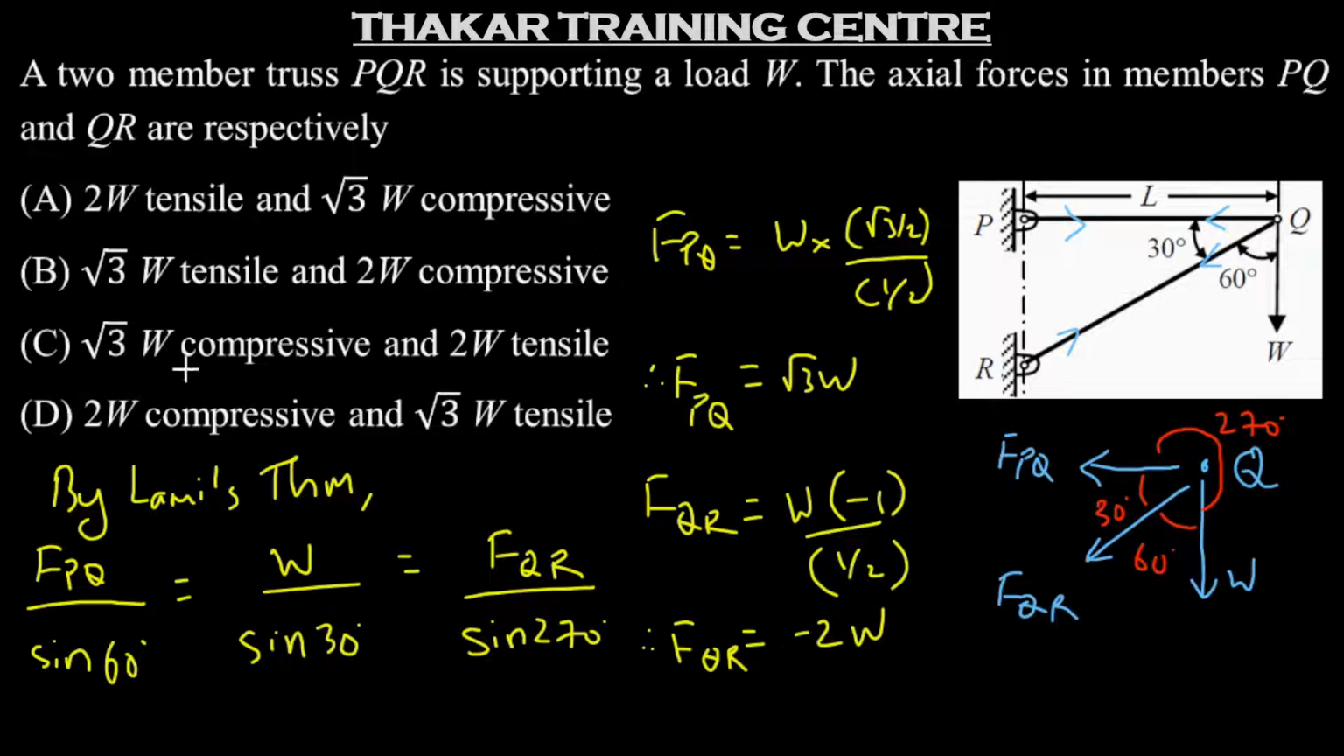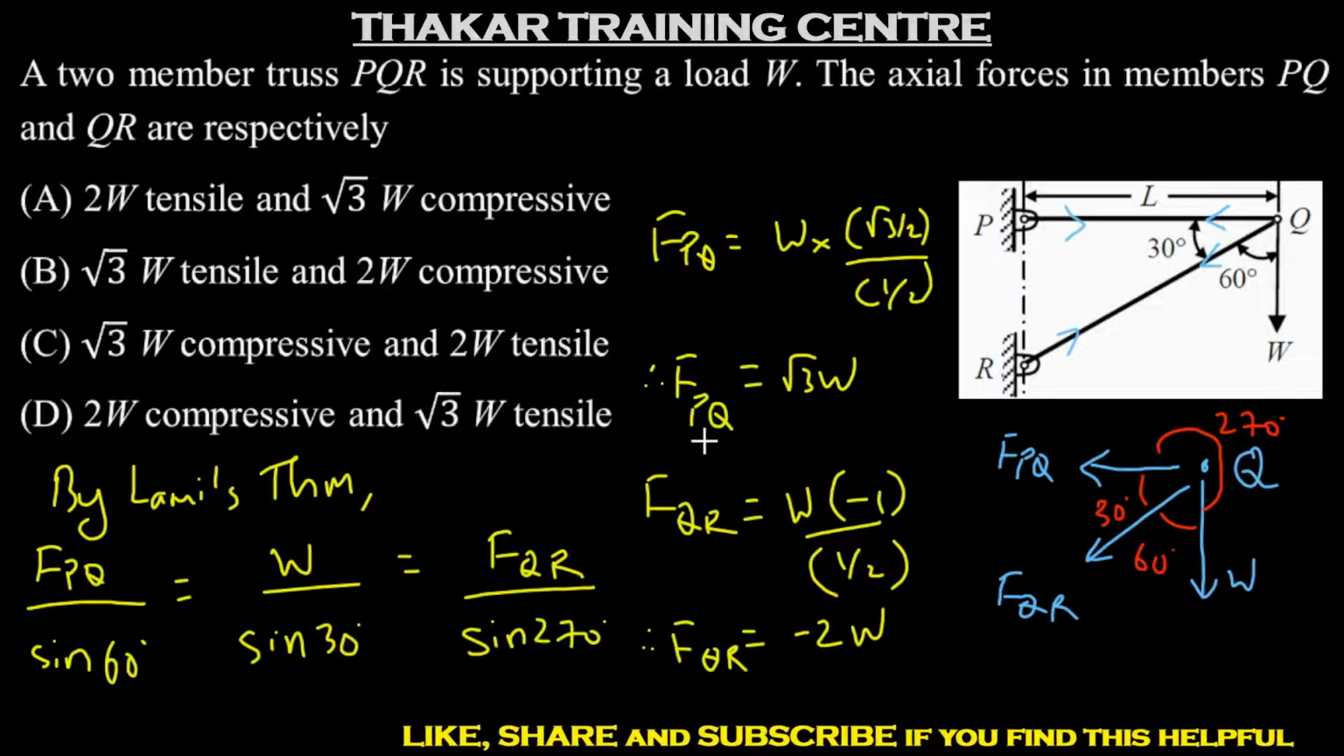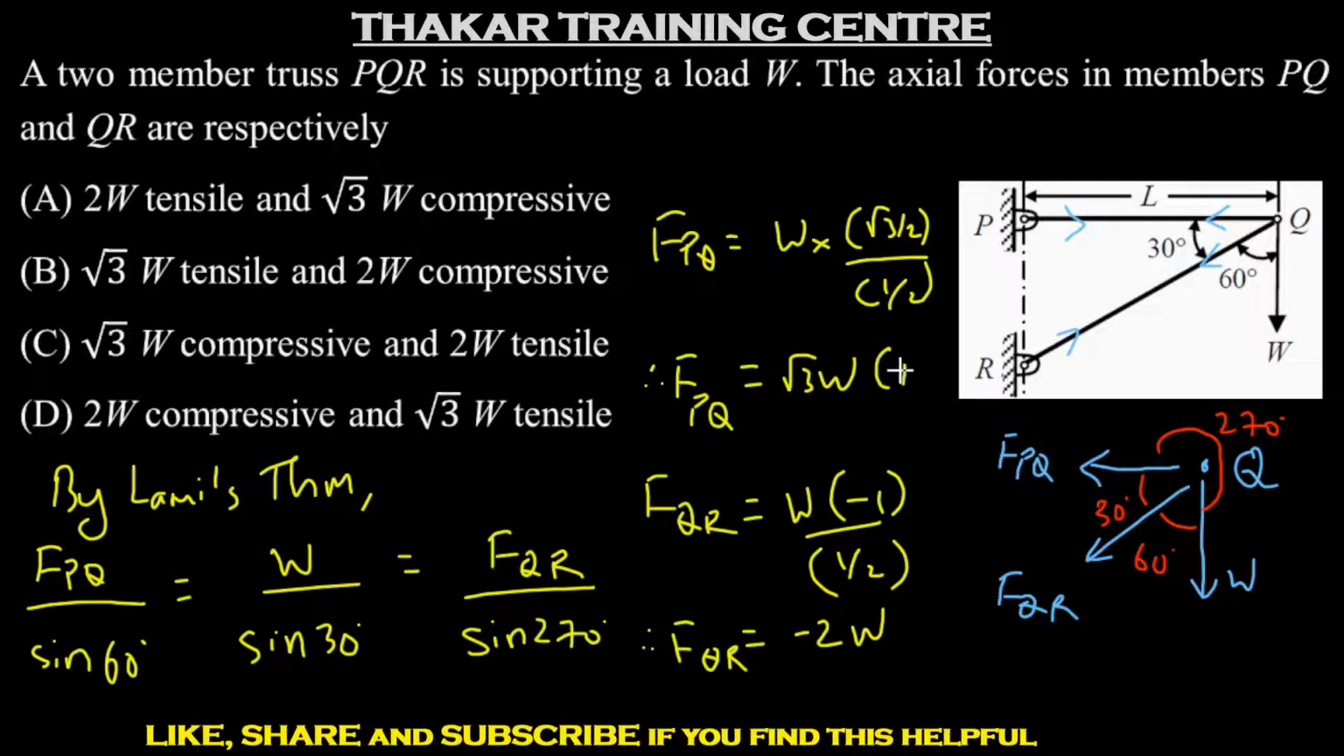So options A and D get eliminated. The answer will be between options B and C. Now the difference between these options is the nature of the forces, whether it is tensile or compressive. For FPQ, we have got a positive value. The positive value means that the assumed direction of forces is correct. So what we have assumed is correct for FPQ. Now what does this direction of forces indicate? This indicates a member in tension. We have marked the internal forces for PQ, so this is indicating tension in member PQ. So we have FPQ as root 3 W, which is a tensile force.